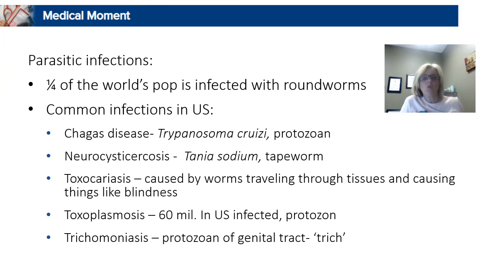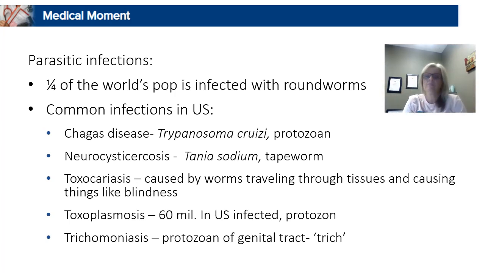So a quarter of the world's population is infected with roundworms. That's 25%. That's 1 in 4 people in the whole world. Okay. Now, that's not necessarily in the US, but in the US, some very common infections are going to be Chagas disease, which is Trypanosoma cruzi, and that's a protozoan. Then we have neurocysticercosis, which is going to be from the tapeworm Taenia solium, or toxocariasis, which is going to be worms that actually travel through the tissues and cause things like blindness.